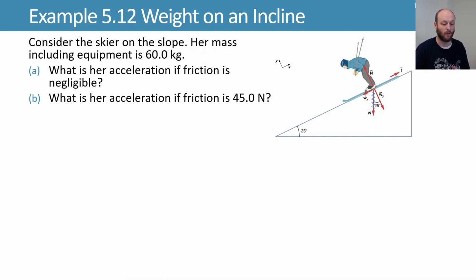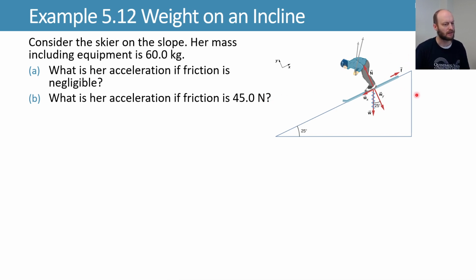Let's consider a weight on an incline. Here we have a skier on a slope, and her mass includes her equipment, and it's 60 kilograms. The skier's on the slope, and we want to know what's her acceleration if we can neglect friction, and then what's her acceleration if we have some friction.